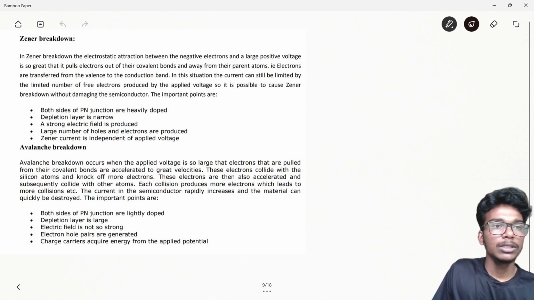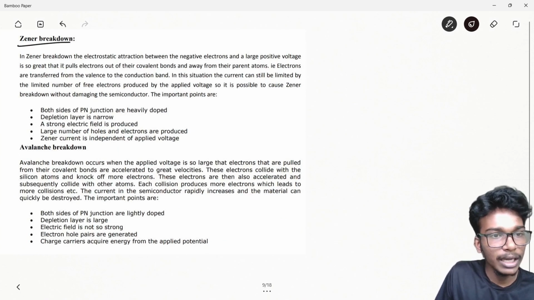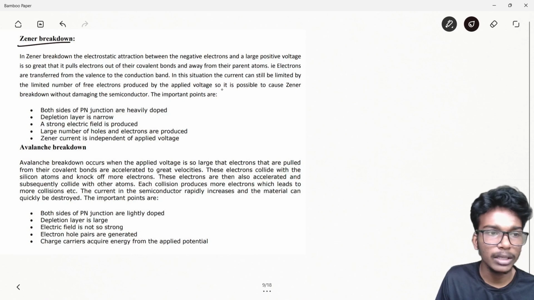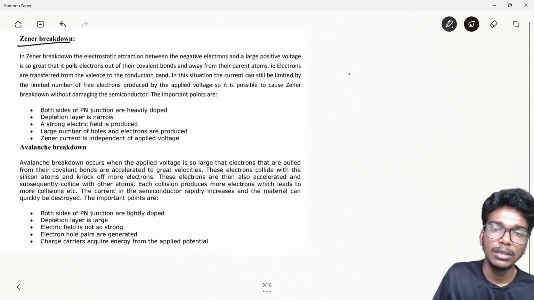Just look at what is meant by Zener breakdown. In Zener breakdown, the electrostatic attraction between the negative electrode and the large positive voltage is so great that it pulls electrons out of their covalent bonds and away from their parent atoms. That is, electrons are transferred from the valence band to the conduction band. In this situation, the current is still limited by the limited number of free electrons produced by the applied voltage. So it is possible to cause a Zener breakdown without damaging the semiconductor. The importance is, just look at this.